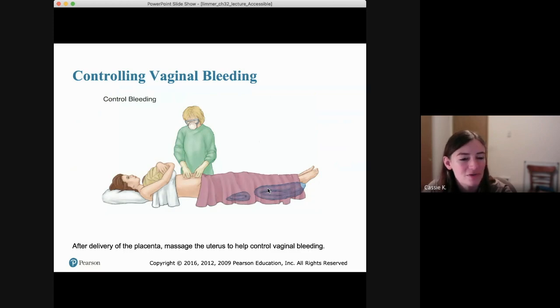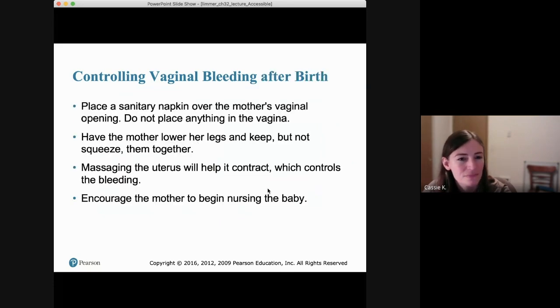One way to help control bleeding after delivery of the placenta is to massage the uterus. That helps it contract and can help reduce bleeding. Controlling bleeding, we're just going to place dressings over the vaginal opening. We're not going to pack it inside. Have the mother lower her legs and keep them together but not squeeze them. Massaging the uterus will help it contract, which controls bleeding, as well as having the mother nurse the baby also helps reduce bleeding.